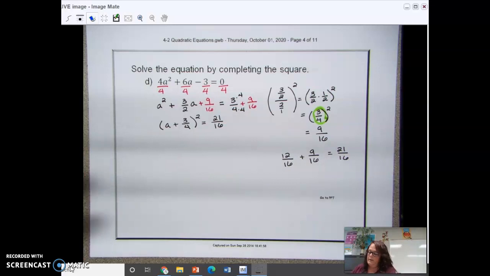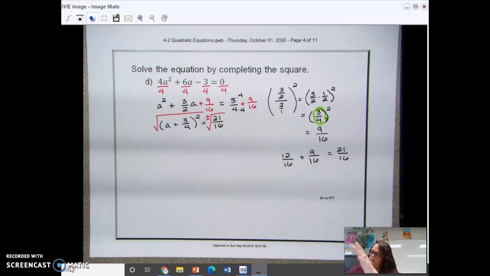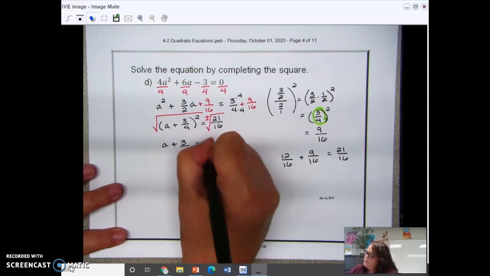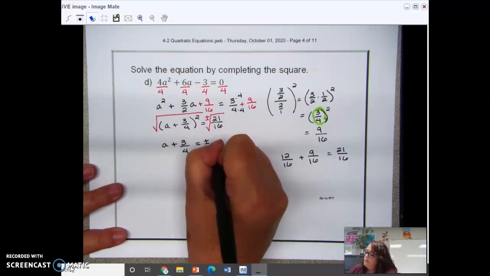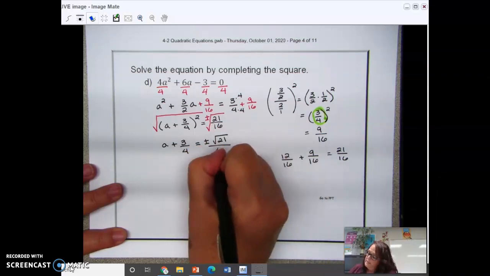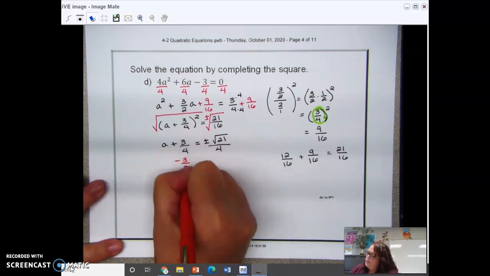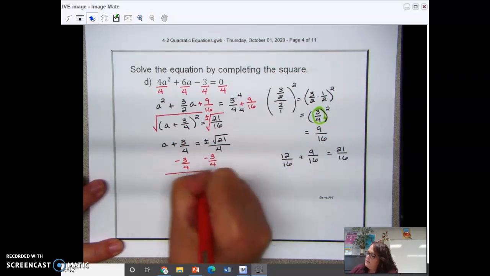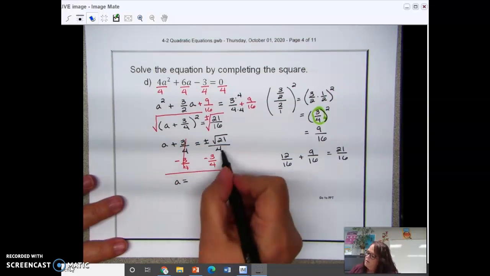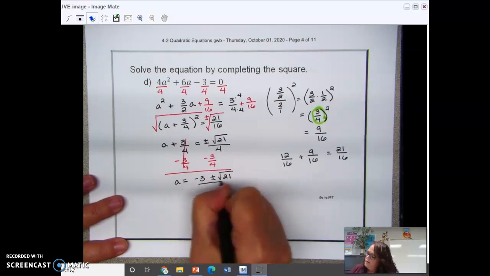Okay, so now I can take the square root of both sides, plus or minus. So on the left, the square root and the square cancel, giving me A plus 3/4. On the right, I don't know the square root of 21, and I don't have any good factors to pull out, but the square root of 16 is 4. So to get the A by itself, we're going to subtract 3/4 from both sides. And so we get A is equal to, and since I have a common denominator, negative 3 plus or minus the square root of 21 all over 4.